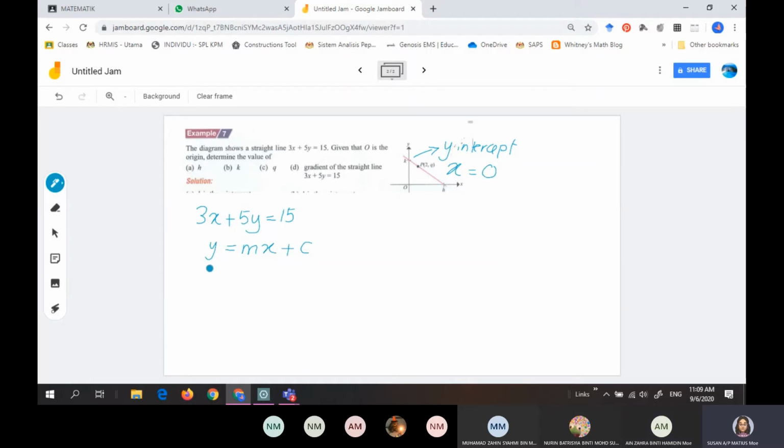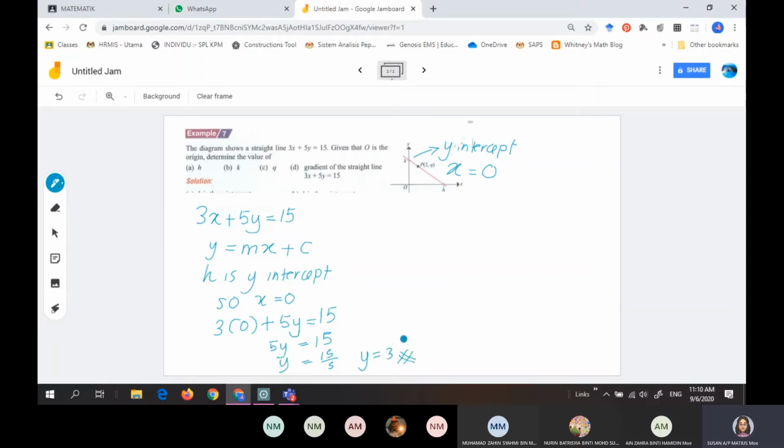So how do we do this? k is the y-intercept, so x is equivalent to 0. So 3x is now 0 plus 5y is equivalent to 15. So you use a linear equation. How do you solve a linear equation? Use the same method. 3 times 0 is 0, so 15 divided by 5, so y is actually equivalent to 3.